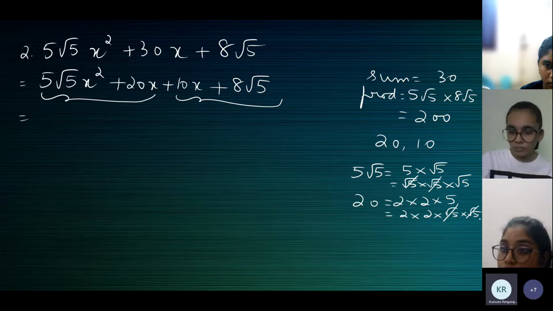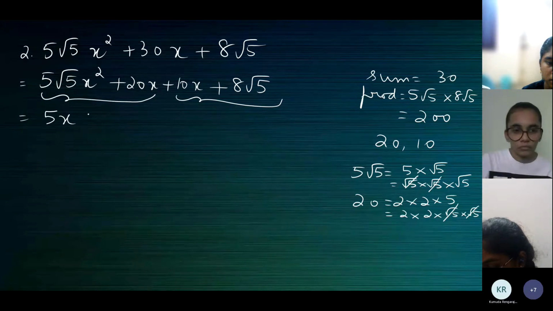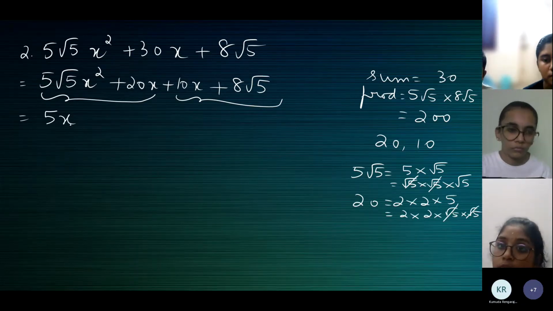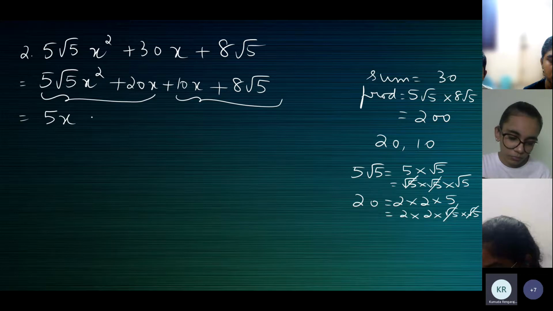So that means 5 is common. That means 5x is common. Between 5 root 5 x square and 20x, 5x is common. x square and x, x is common. 5 root 5 and 20, I just showed you, there are 2 root 5s common. That means 5. So 5x.